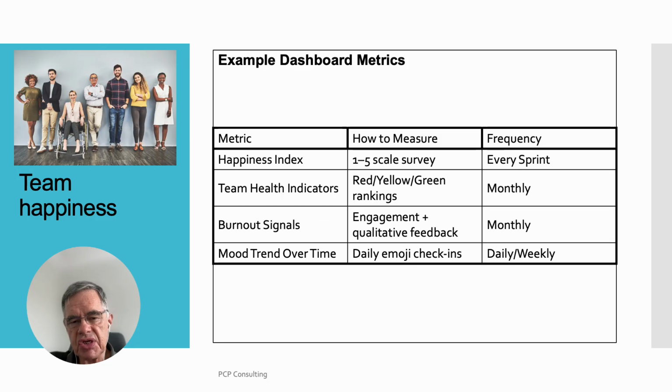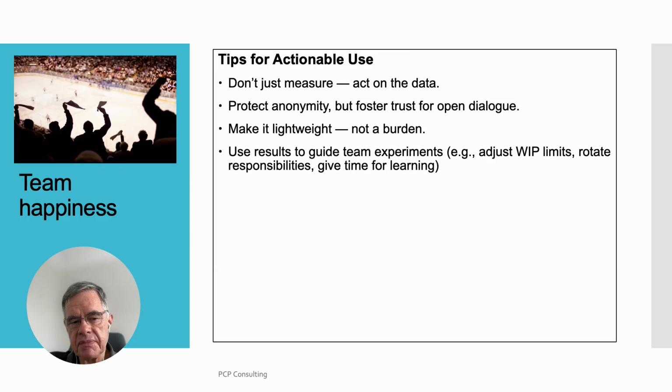The table is an example of dashboard metrics. Column 1, metric. Column 2, how to measure. Column 3, frequency. Happiness index, measured on a 1 to 5 scale, every sprint. Team health indicators, red, yellow, green rankings, monthly. Burnout signals, engagement and qualitative feedback, monthly. Mood trend over time, daily emoji check-ins, daily, weekly.